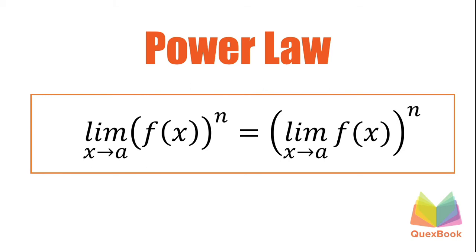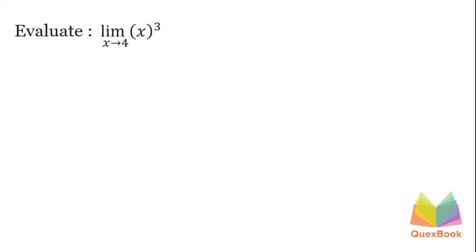For example, we have the limit of x cubed as x approaches 4. Let's take out first our exponent and then evaluate the limit. So we'll be having the limit of x as x approaches 4 raised to 3. Evaluating the limit of x as x approaches 4 is 4. Now applying the exponent, we'll be having 4 raised to 3 or 4 cubed, which is equal to 64. So therefore, the limit of this function is 64.